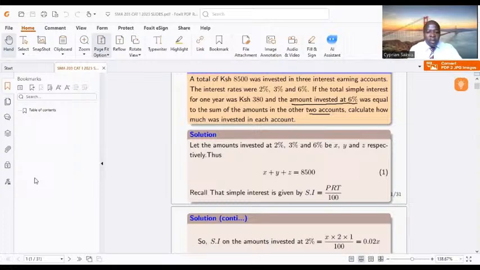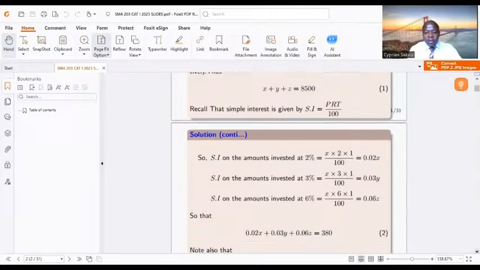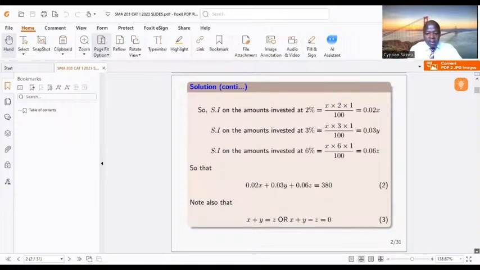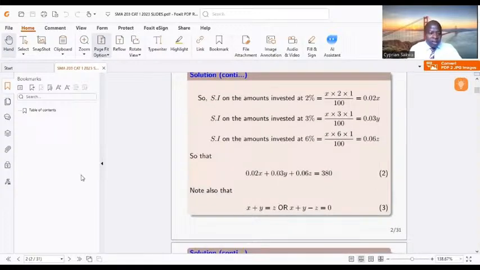So how much was invested in the other 2 accounts? We had X, which was invested at 2%. Then we had Y, which was invested at 3%. And then we had Z, which was invested at 6%. So what the question is saying is that X plus Y equals Z, which we can also write as X plus Y minus Z equals 0. That is our third equation.